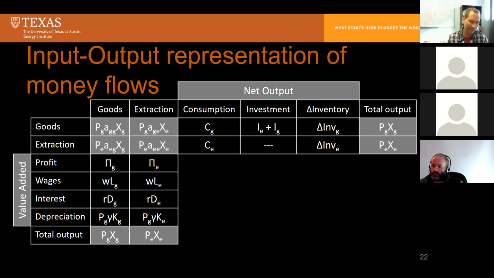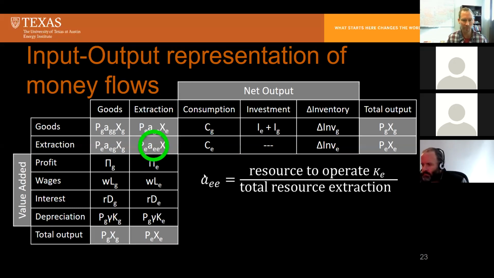So this is a different way to show the data. There are two goods, the goods sector and the extraction sector. The upper left gray 2x2 matrix is the input-output matrix, or the intermediate exchanges within the economy. And so I'll focus on this one.